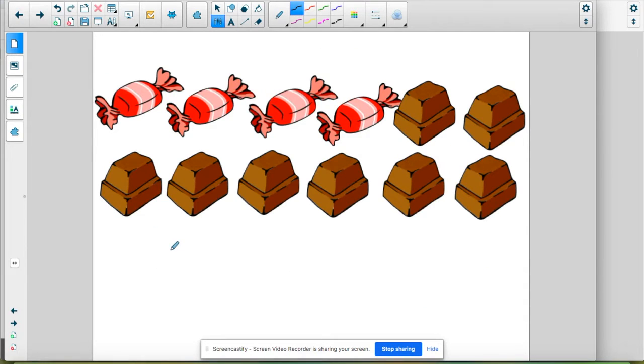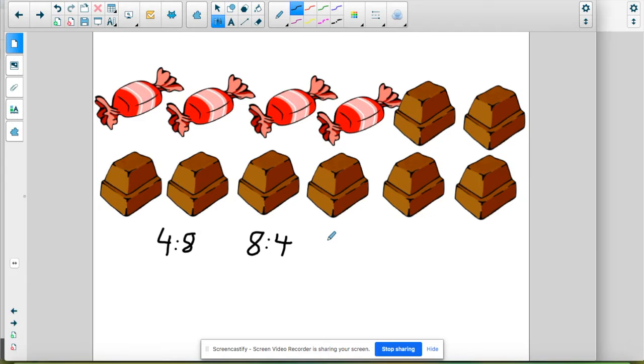Okay, here we have some wrapped hard candies and some chocolate. So if we were going to do part to part, we would say there are 4 wrapped candies and how many chocolates? 1, 2, 3, 4, 5, 6, 7, 8. So the part to part would be 4 candies to 8 chocolates, or we could do from chocolates to candies. So we would say 8 chocolates to 4 candies.